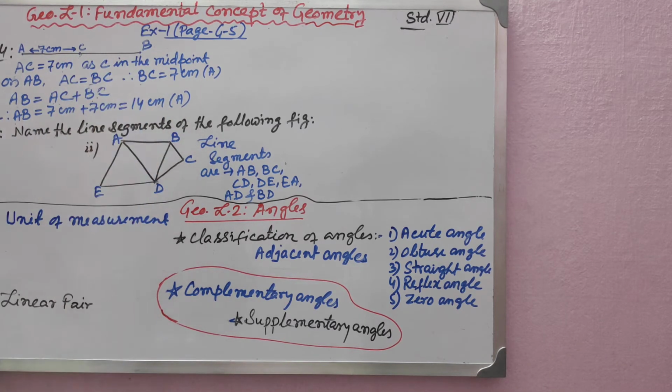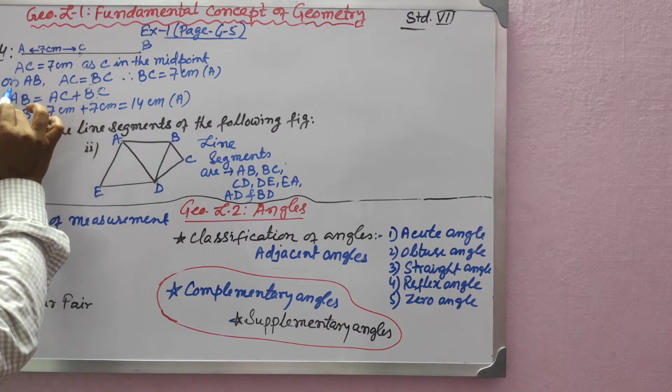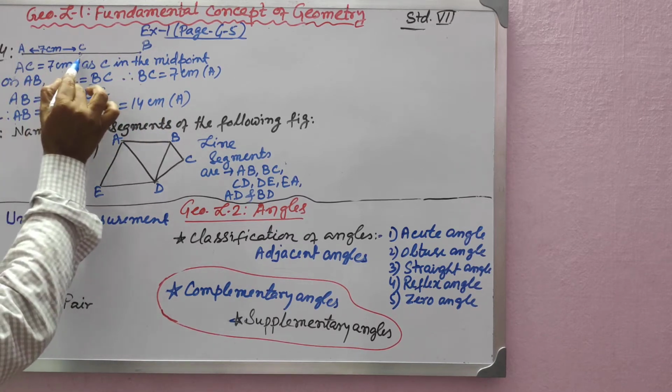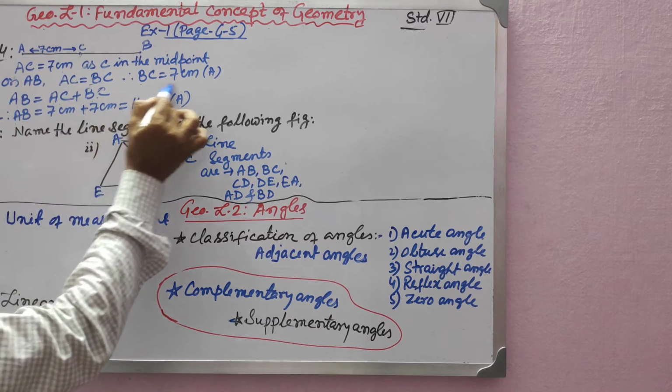As C is the midpoint, you can say middle point as midpoint also. That is a geometrical term. Middle point of any line segment will be called as midpoint. So C is the midpoint on line segment AB. Therefore, AC is equal to BC. BC will be 7 centimeter because AC is 7 centimeter.